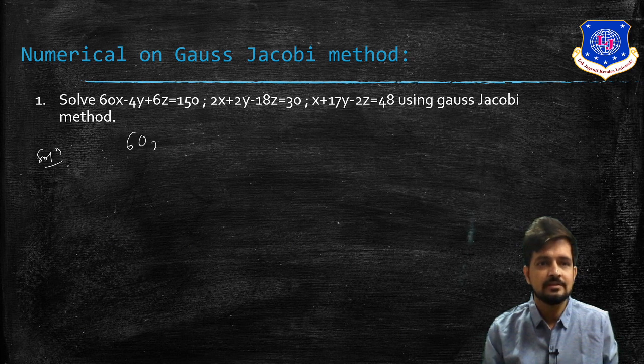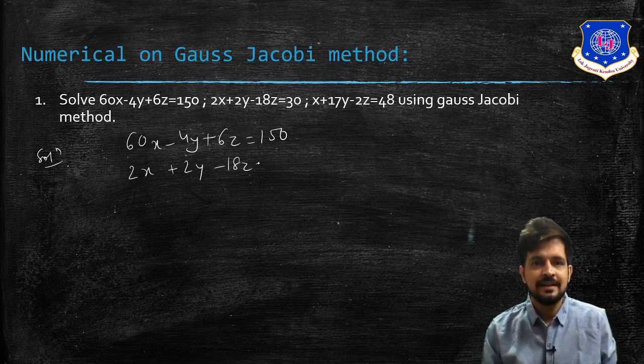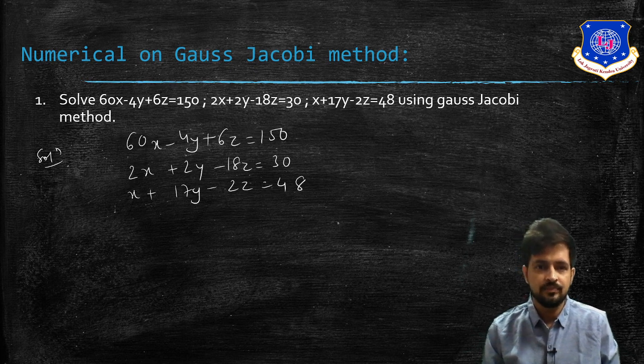Let me write the equations. Two x plus 2y minus 18z is equal to 30 and x plus 17y minus 2z is equal to 48. See, first of all, we have to check whether it is diagonally dominant or not. See here, 60 is greater than 6 plus 4. Here 2 is not greater. Okay. Here 17 is greater, right? But here 2 is not greater. 18 is greater. So you can see we have to rearrange the equations.